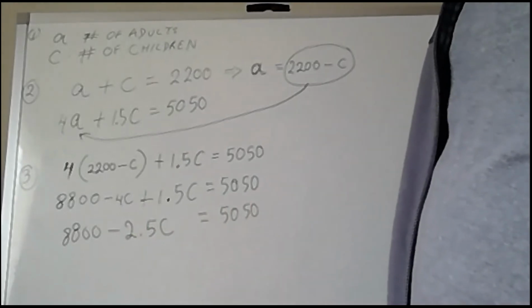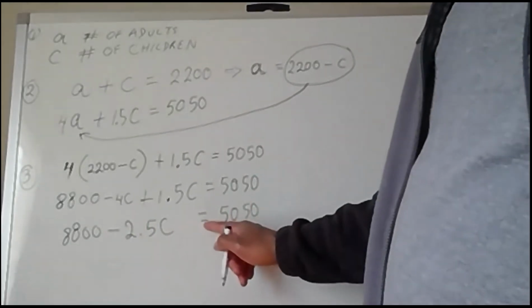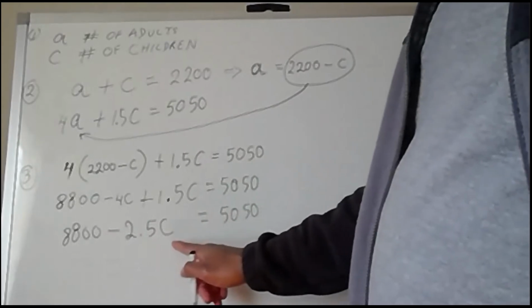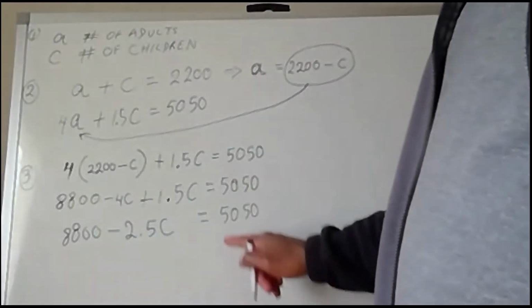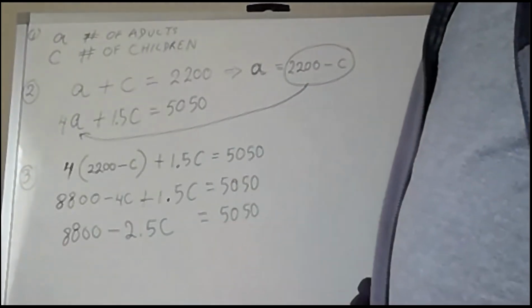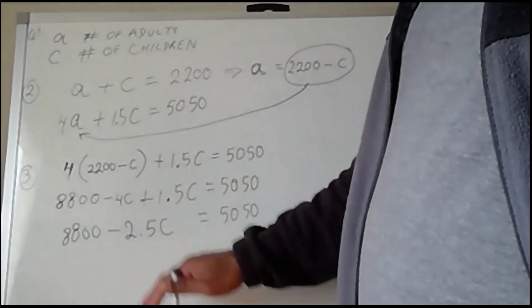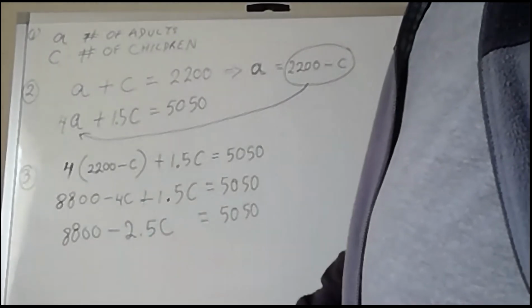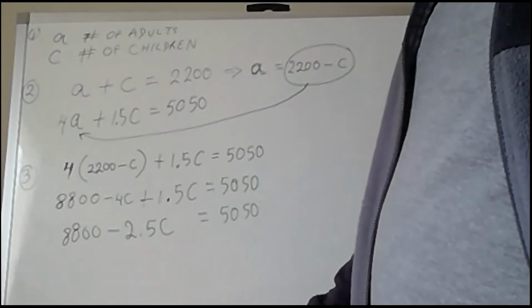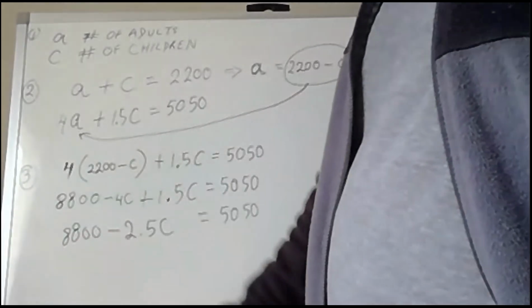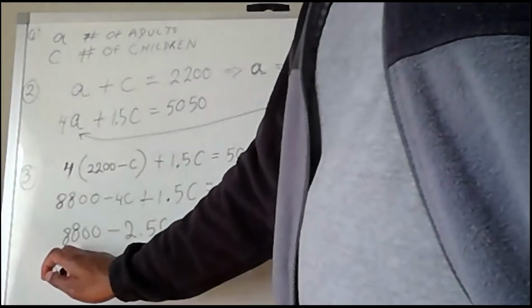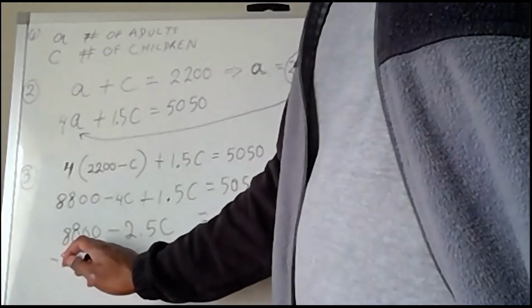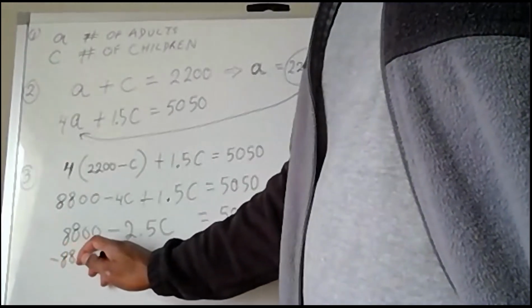And now if you look at this, here's my equal sign. Here's the left side of my equation. Here's the right side of my equation. I need to isolate C. I need to get C by itself. So I need to get rid of this 8,800. And I'm going to do that by adding a negative 8,800.